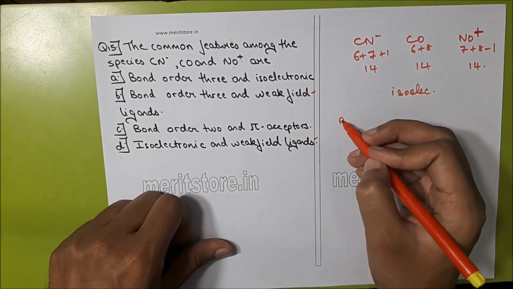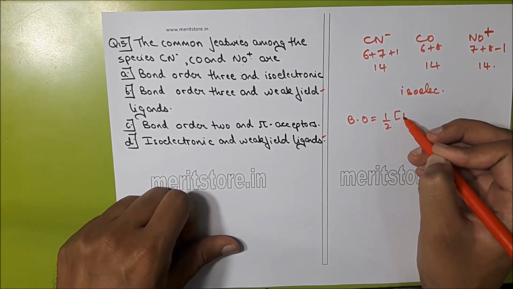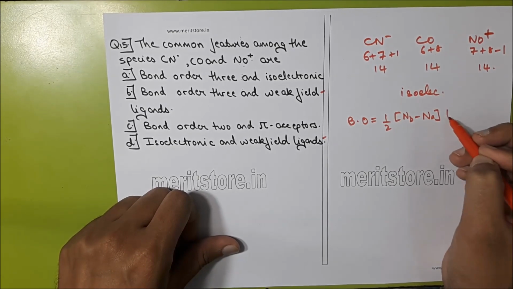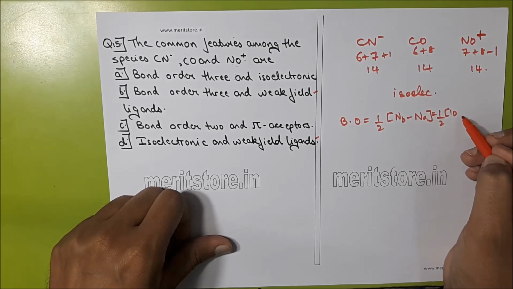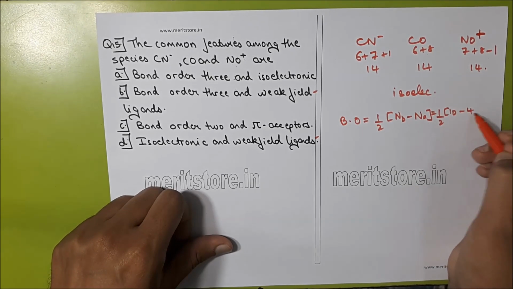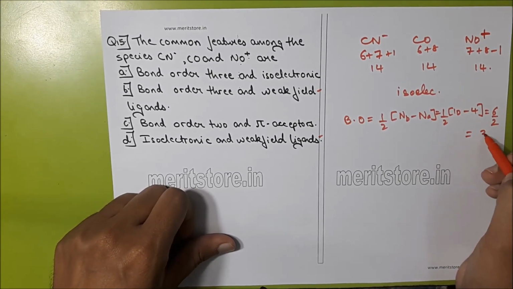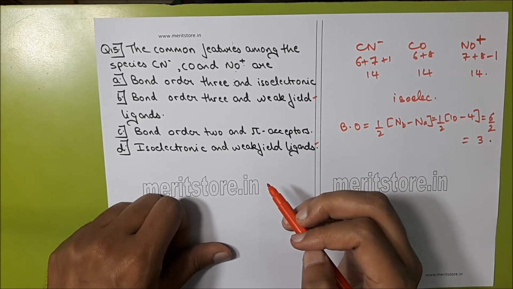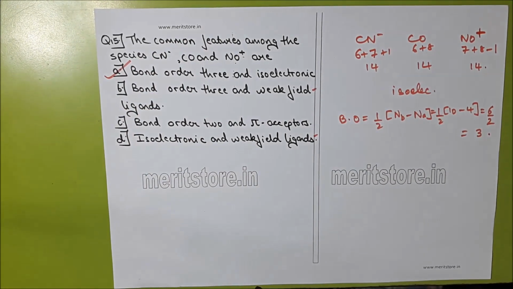The formula for bond order is half into the bonding electrons minus the antibonding electrons. So half of 10, the bonding electrons, minus 4, the antibonding electrons, is equal to 6 by 2, equal to 3. So the bond order for all these molecules is 3, and they are isoelectronic species. So option A is the correct option.